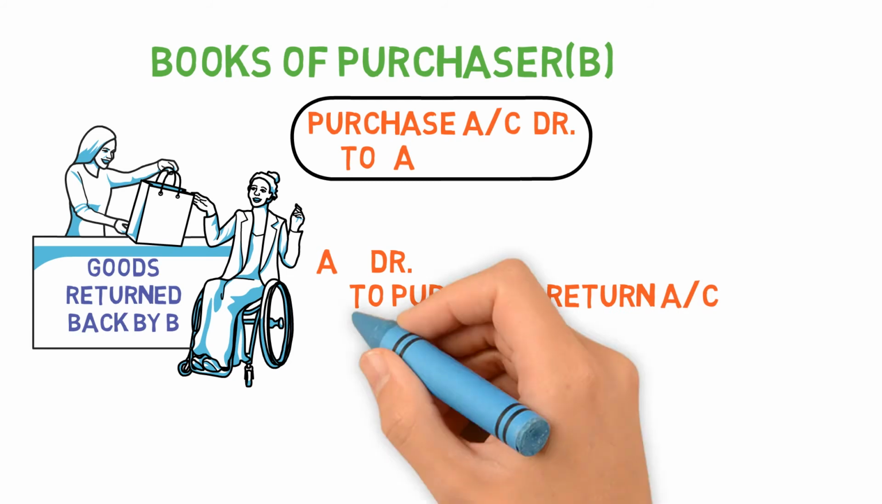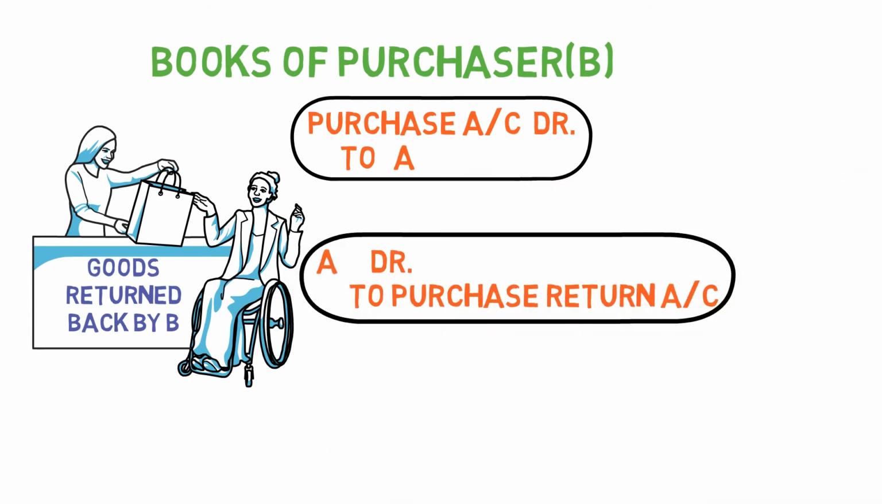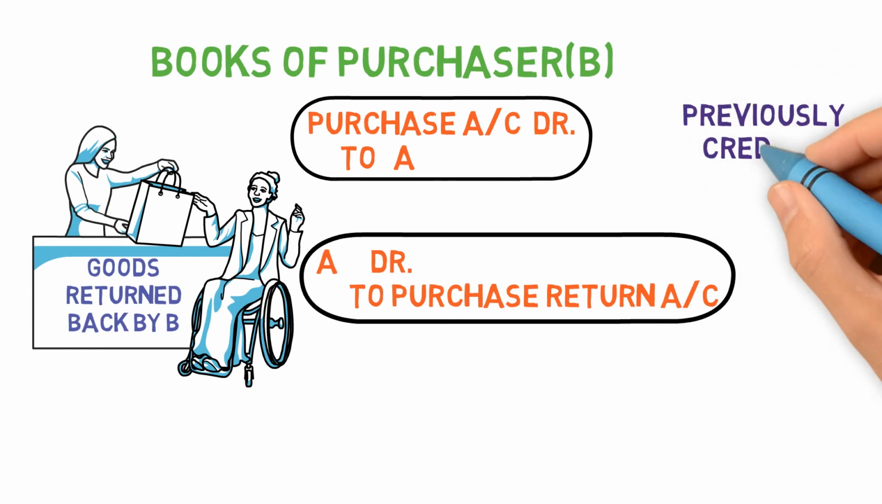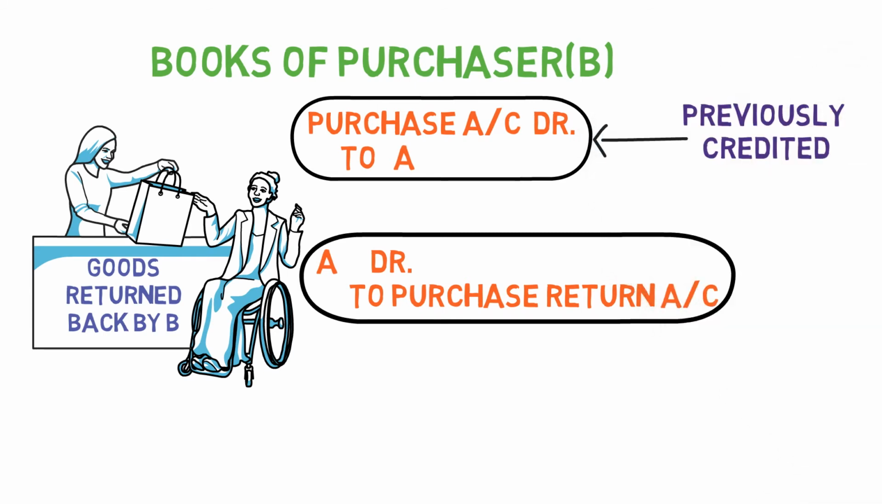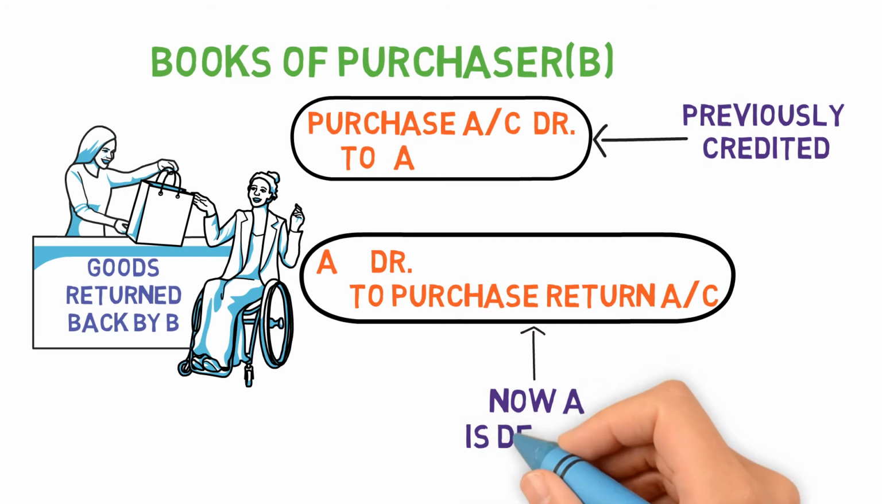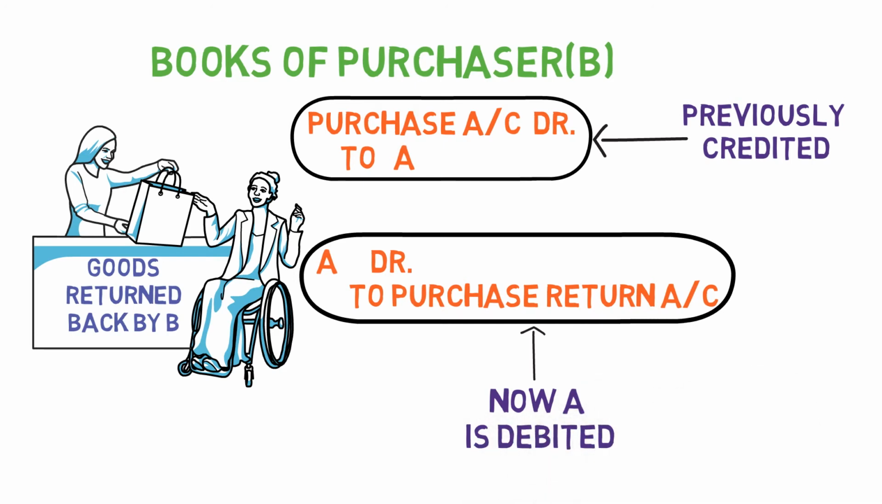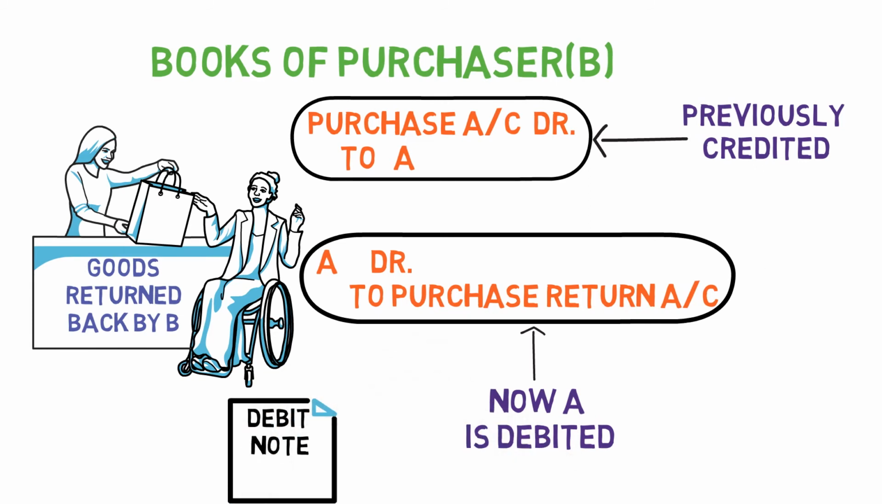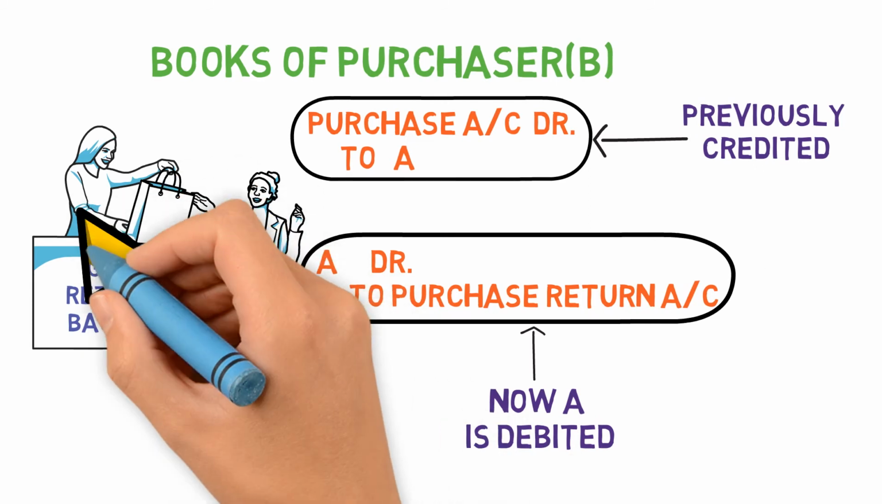Now carefully observe these two entries. In the previous entry, A was written on the credit side, and in the second entry, the purchase return entry, A is written on the debit side. So this is a situation when a debit note will be prepared by the purchaser and it will be given to the seller.